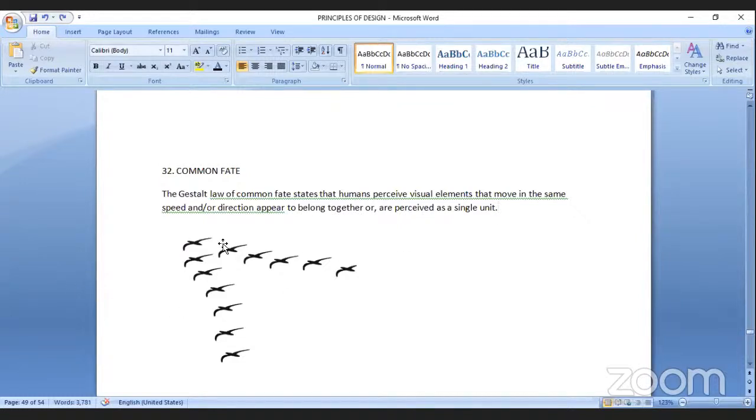Meaning, there is a flock of birds which you see flying in the sky. They're all flying at the same speed and direction. They look like a single unit. They are not, but they look like a single unit. This is the law of common fate. The most common example is a flock of birds flying, or a group of planes, not planes, jets, I think, army jets.